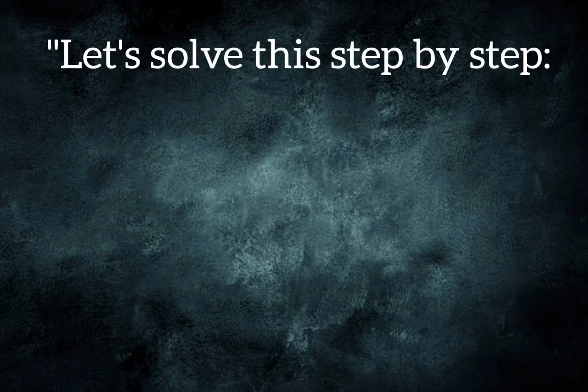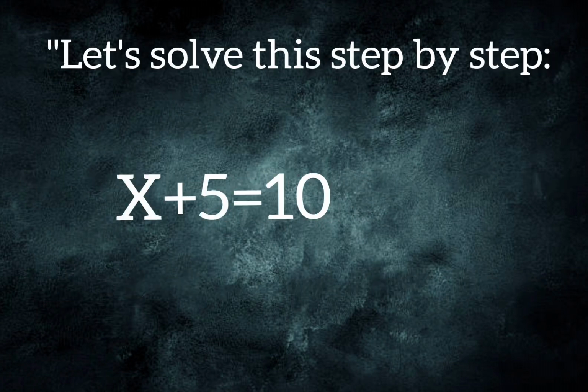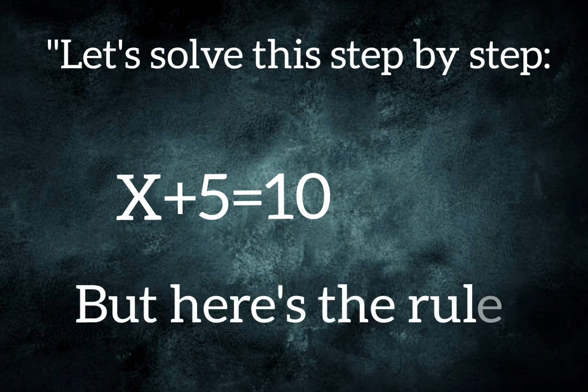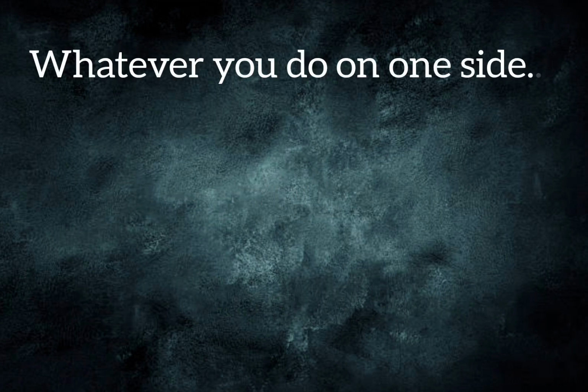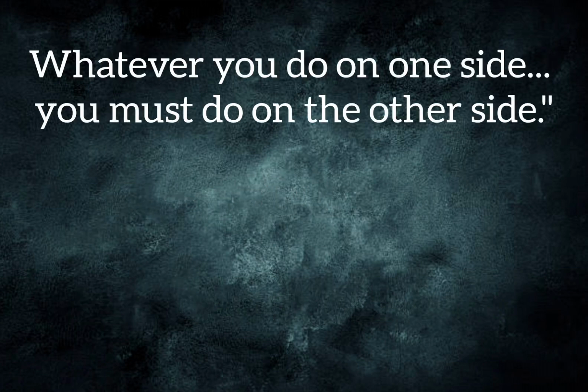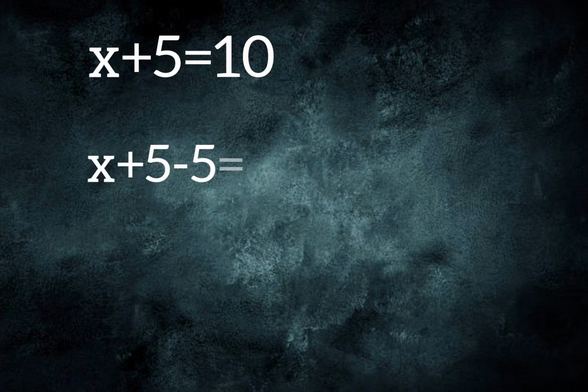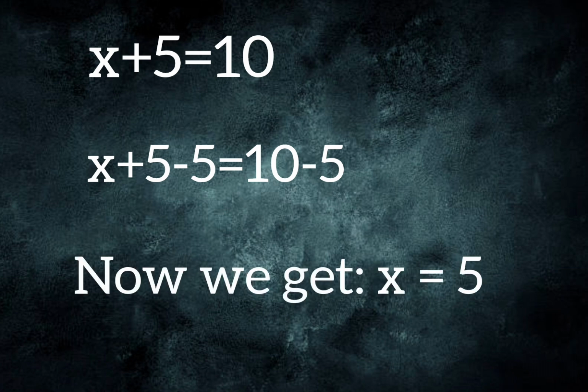Let's solve this step by step. x plus 5 equals 10. We want to get x alone. So we remove 5 from this side. But here's the rule. Whatever you do on one side, you must do on the other side. Apply rule. So we subtract 5 from both sides. x plus 5 minus 5 equals 10 minus 5. Now we get x equals 5. That's it. We solved it.